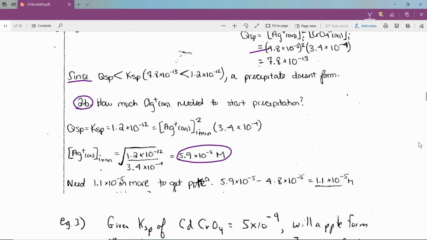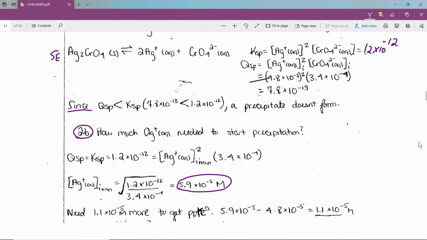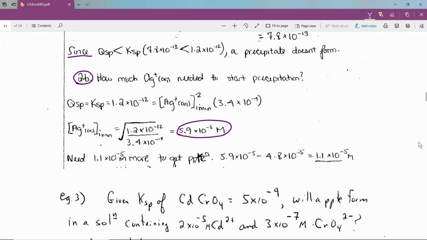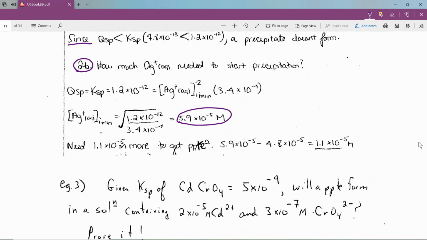Okay? And let's see, how much did I start with of the Ag plus? 4.8 by 10 to minus 5. So I didn't have enough of the Ag plus to begin with. I needed 1.1 by 10 to minus 5 more to get the precipitate going.